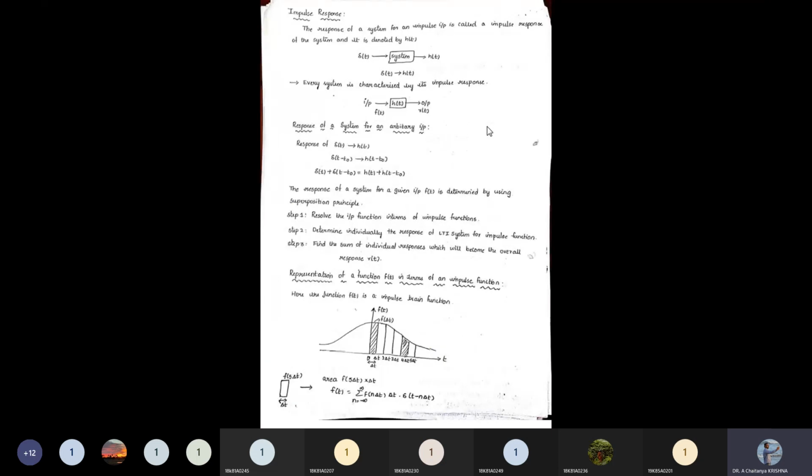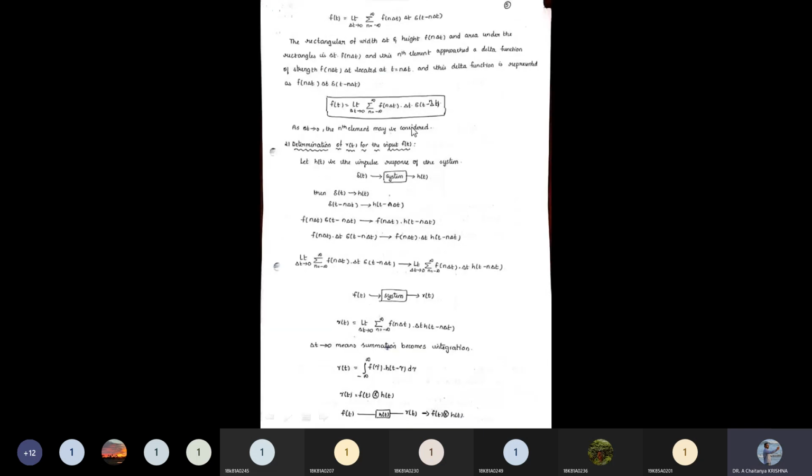Now the first step: whatever the given input signal is, we write it in terms of impulse functions. After that, we have to find the responses of the system. Now, determination of r of t for the input f of t.